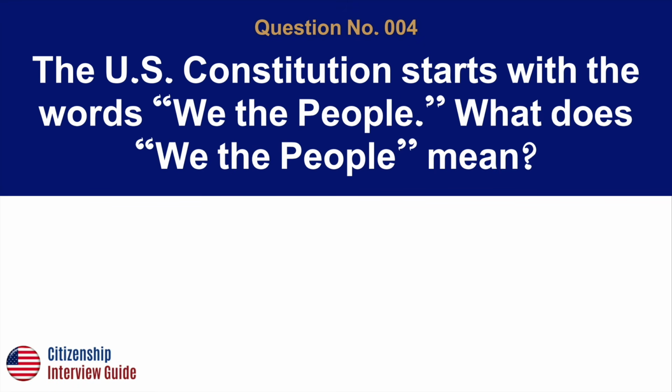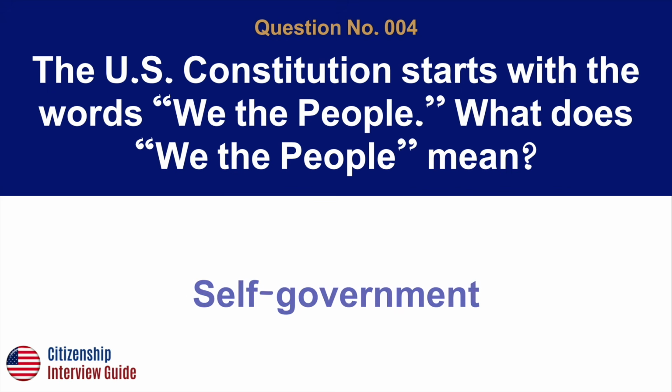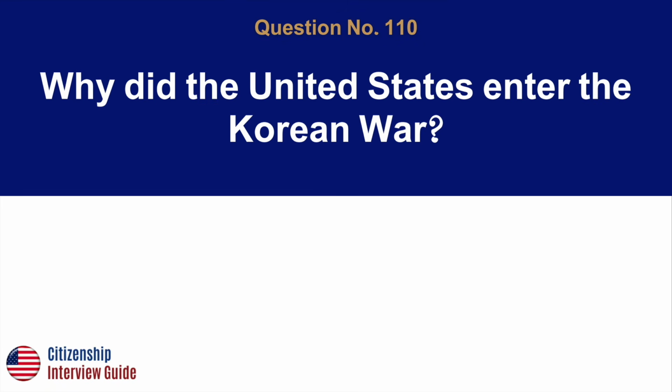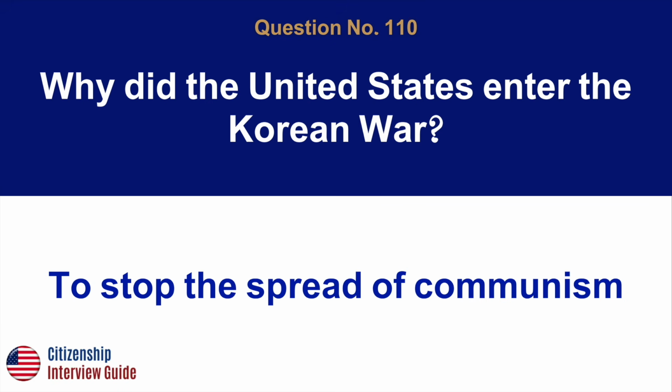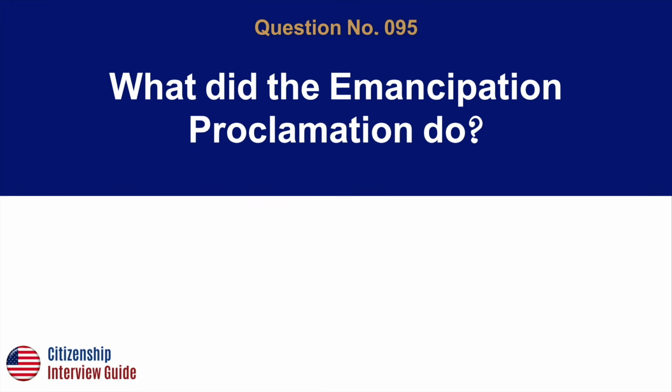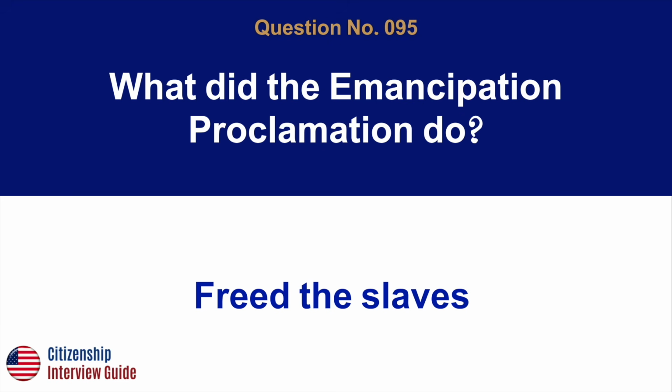The U.S. Constitution starts with the words, "We the people." What does "we the people" mean? Self-government. Why did the United States enter the Korean War? To stop the spread of communism. What did the Emancipation Proclamation do? Freed the slaves.